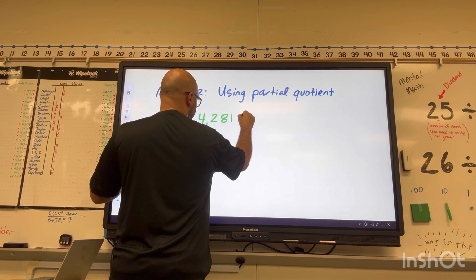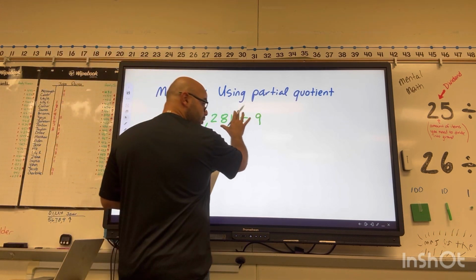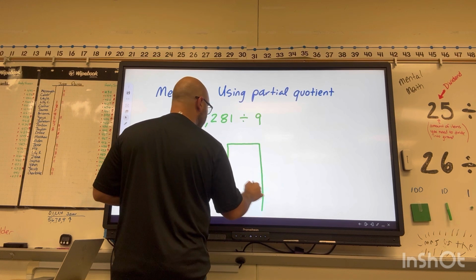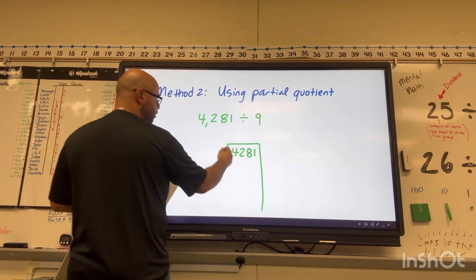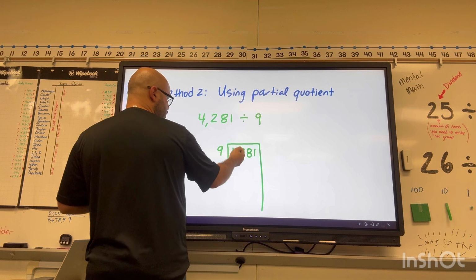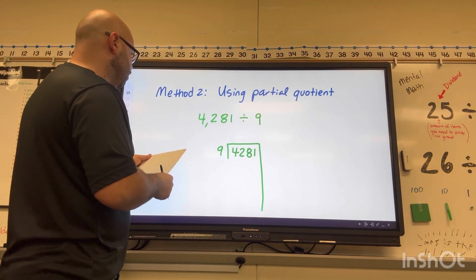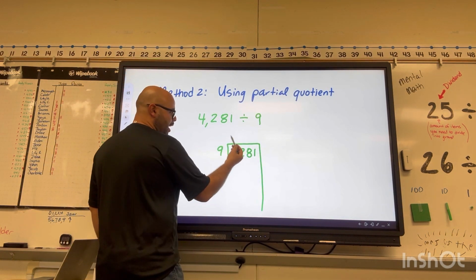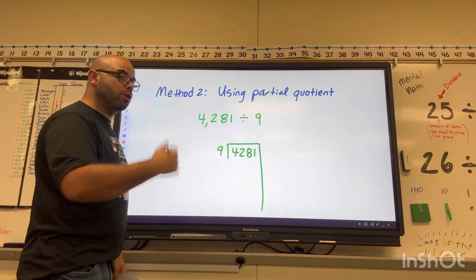4,281 divided by 9, okay? So we're going to rewrite this division problem using our little building. 4,281 goes in here. This is your dividend. That's the number that you want to divide. 9 is what you're dividing that 4,281 into. You're making groups of 9. So what you're asking yourself is, how many times can 9 fit into 4,281?